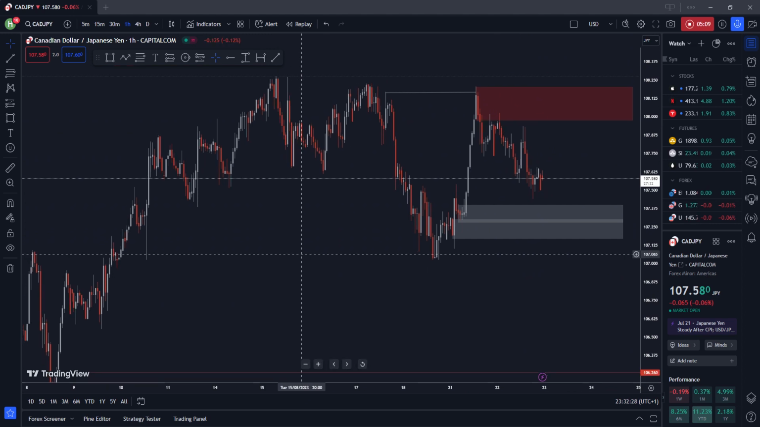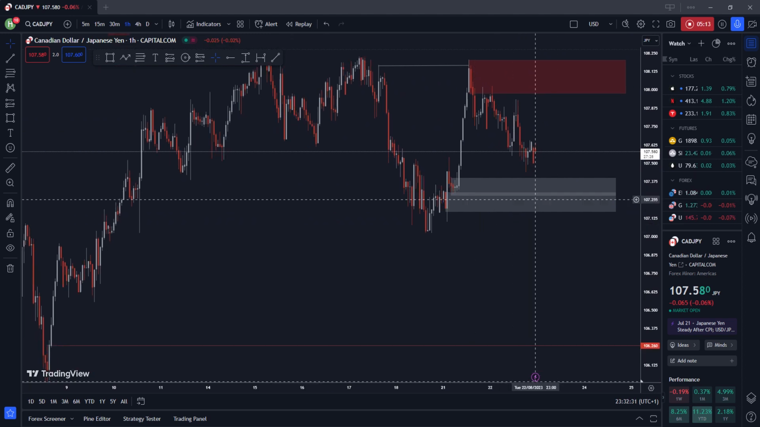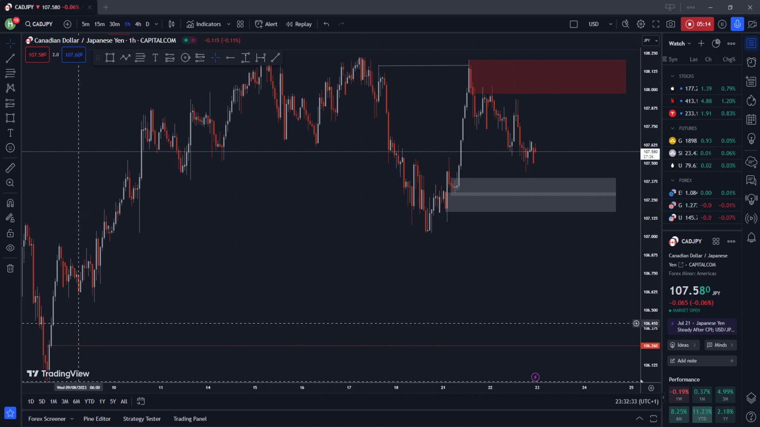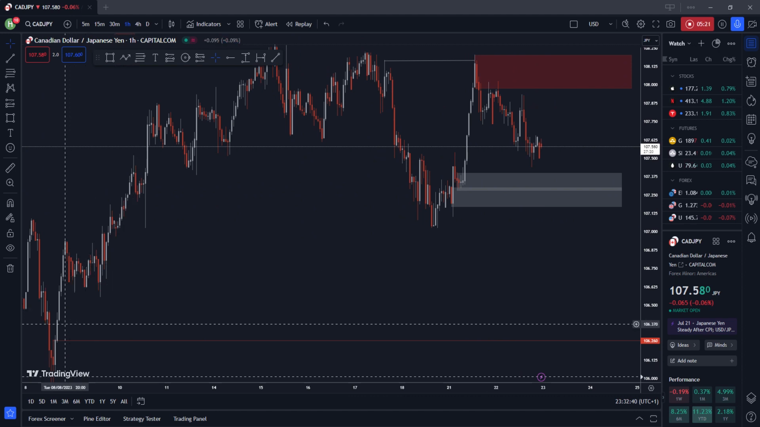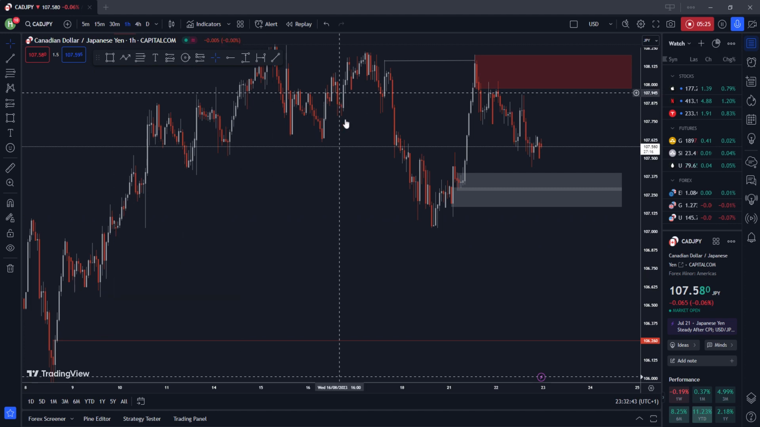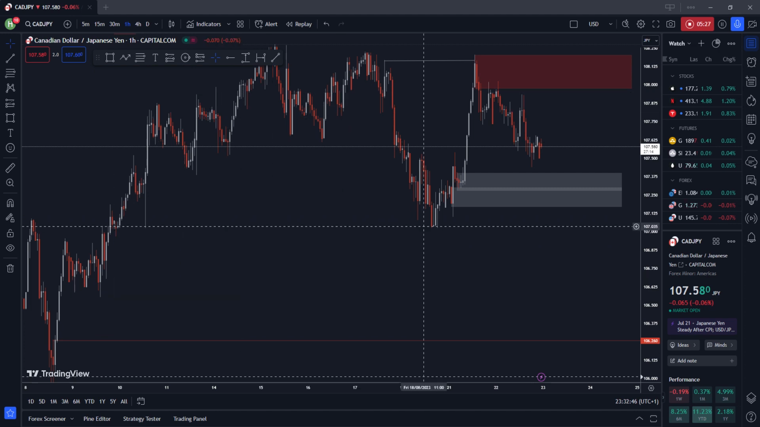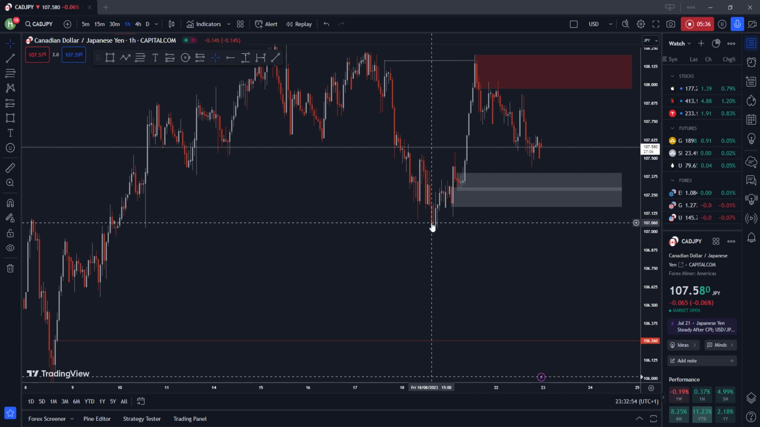What price could possibly do is not hold this, come straight down, targeting some imbalances over here. But this is very unlikely to happen. One, the price is in an uptrend. Second, we haven't had a proper change of character, showing that the trend is now a bearish trend instead of a bullish trend.